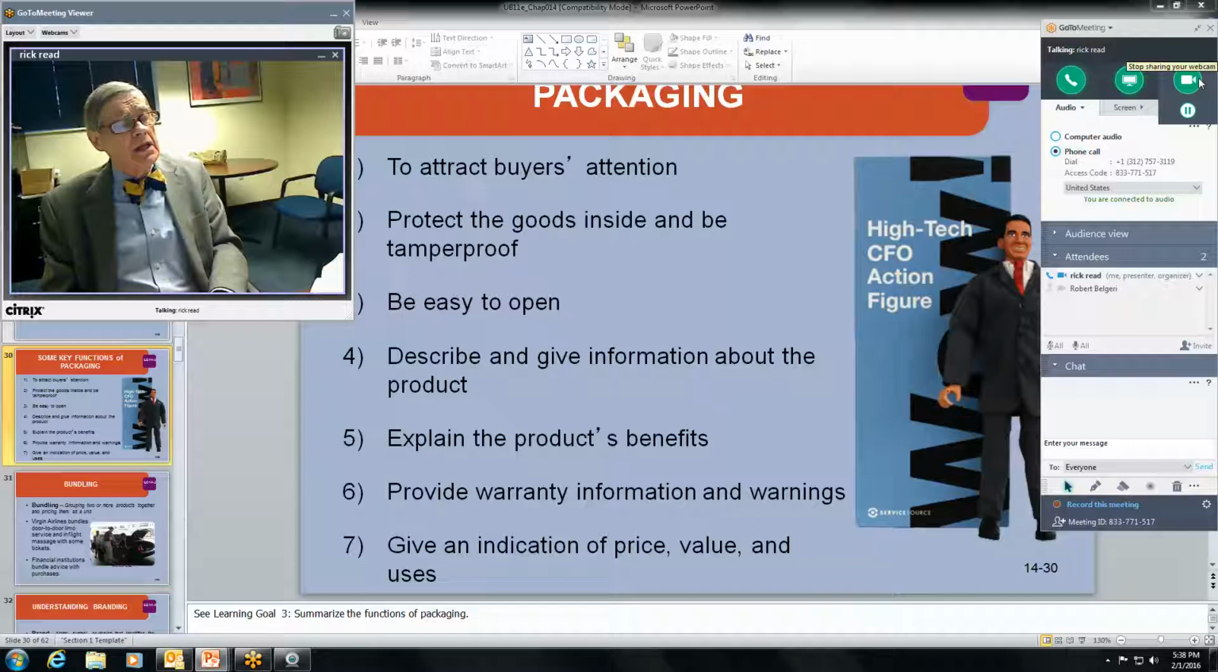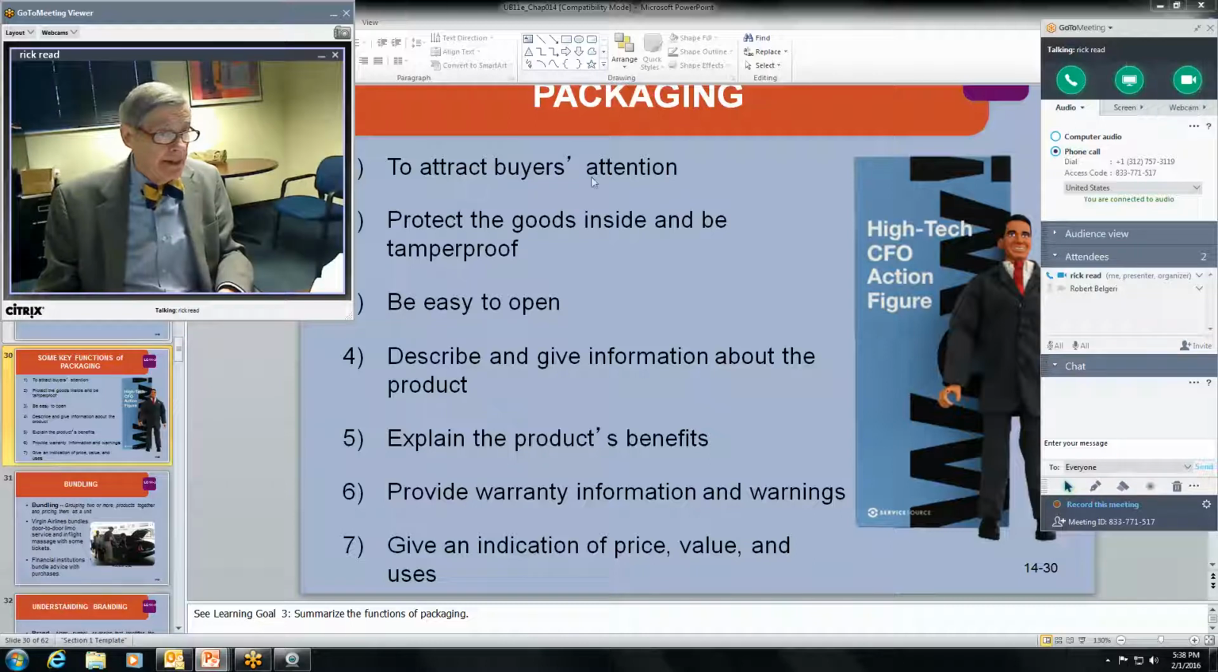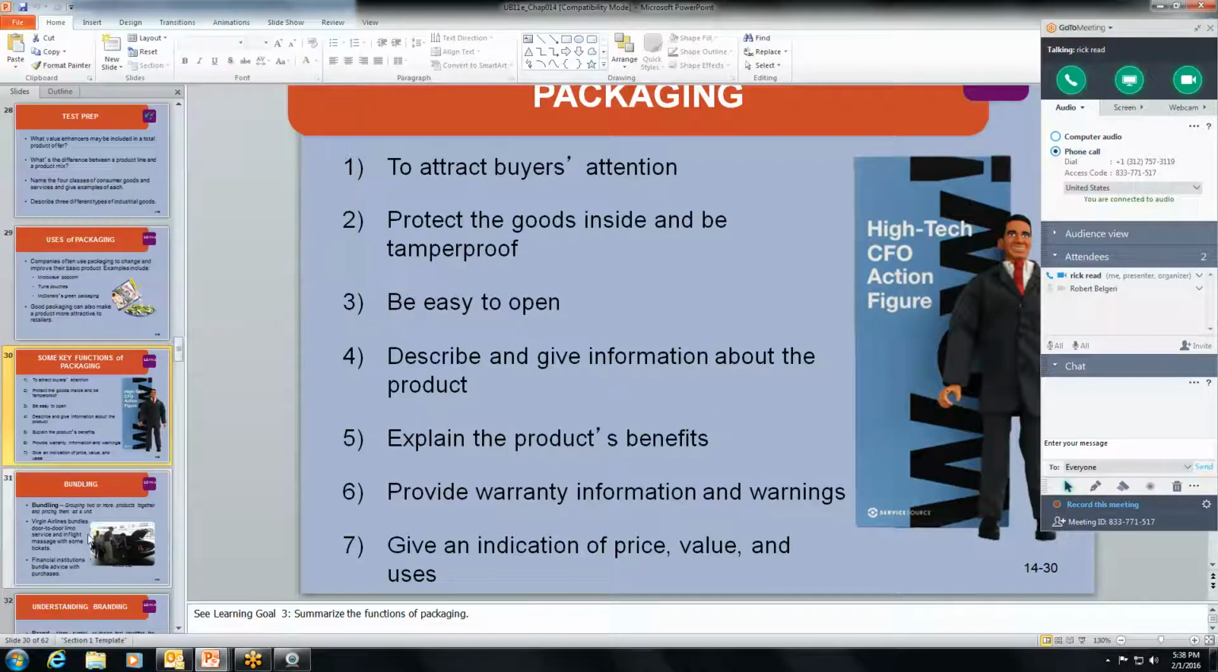It's going to give us some information about a warranty, if there is such a thing, and a warning, and then give us some kind of idea of the price, the value, how much we're paying, and what we're going to get out of that, and in some cases, how to use it.